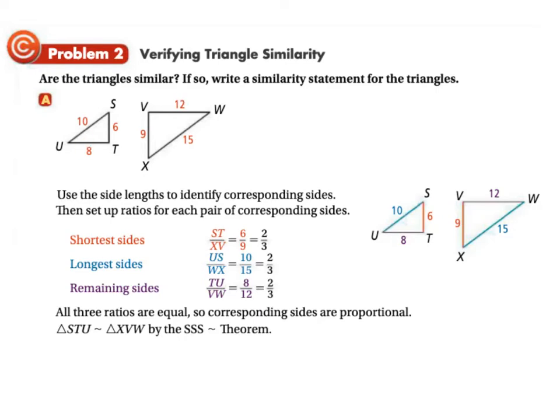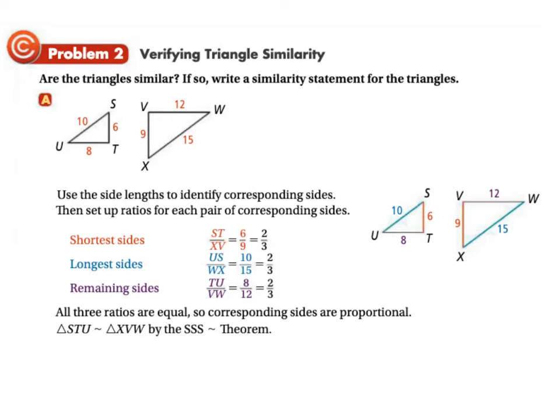Middle length side matches with the middle length side. Longest side matches with the longest side. If that's not how it was, then you would never get similarity. So that's how you know which to line up. Okay, so you can set up the shortest sides, the longest sides, the middle length sides, or the remaining sides, right? And check the ratios, and they are proportional. So now you can then say, okay, how do I figure this out?